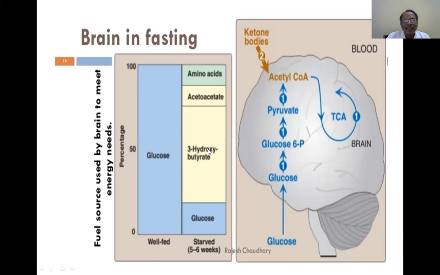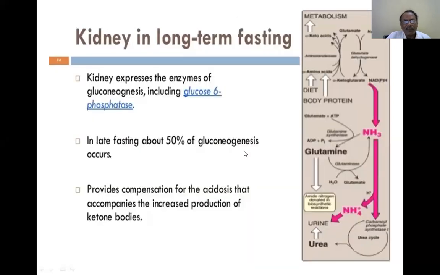Beta-hydroxybutyric acid is going to be preferentially used in the fasting state by the brain, though some amount of glucose is a must, and this glucose is prepared in the body through gluconeogenesis. And the kidney is another organ which mainly participates in the starving, fasting state.